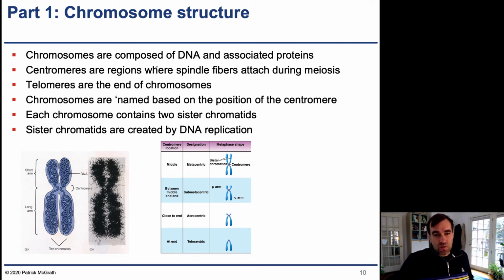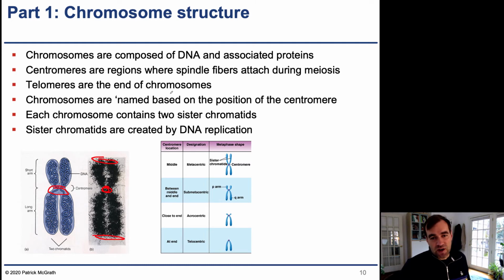So chromosomes are composed of DNA and proteins. Centromeres are regions where the spindle fibers attach. So these are what cause this characteristic X shape. And the position of this X shape is determined by where the centromere is within the chromosome. Telomeres are the ends of the chromosomes. So telomeres are the ends of the linear molecules.